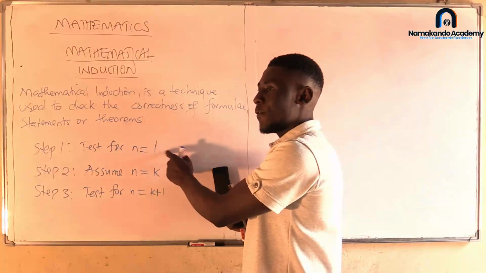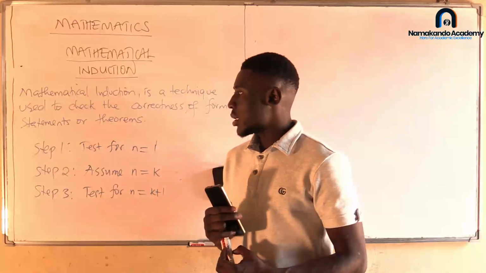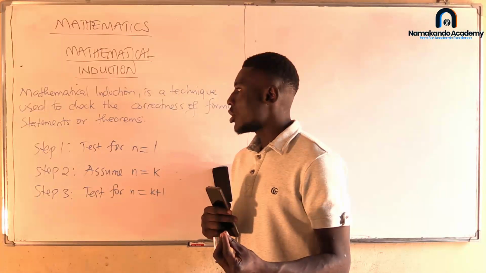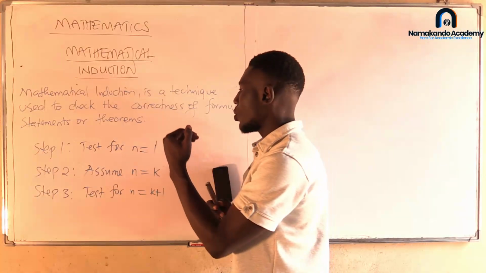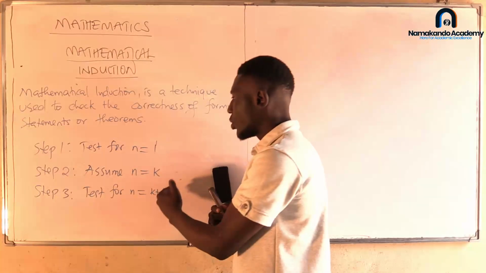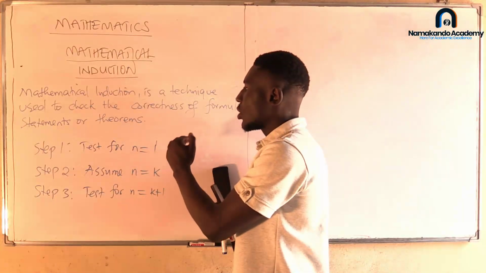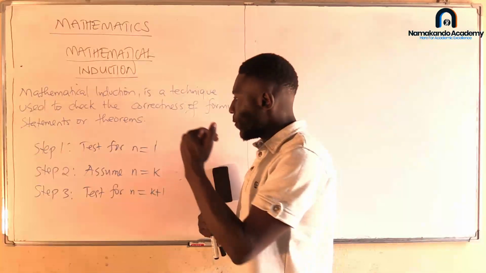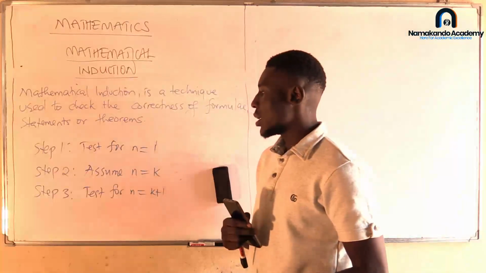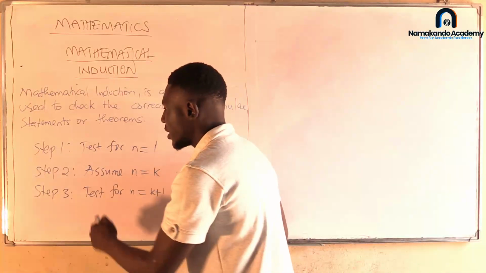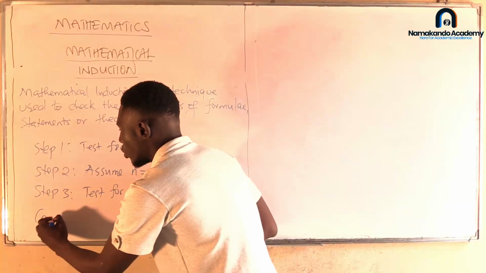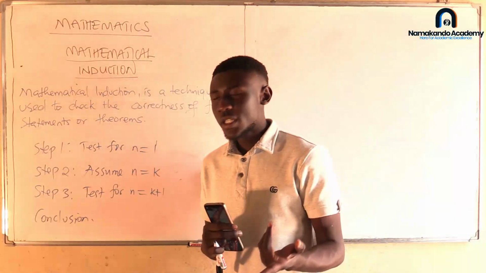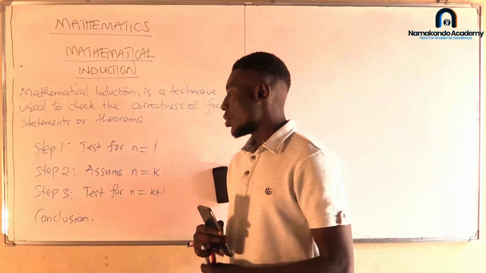Now the thing is, if you are on the first case and you find out that it's not giving the results which you need, meaning that it is not true, then you are not allowed to proceed to the other cases. You end here and conclude that the given mathematical statement is not true by mathematical induction. If it is true, then you proceed with these cases. So after step 3, we then have the conclusion. For this part, you conclude either the given statement is true or it is not true.